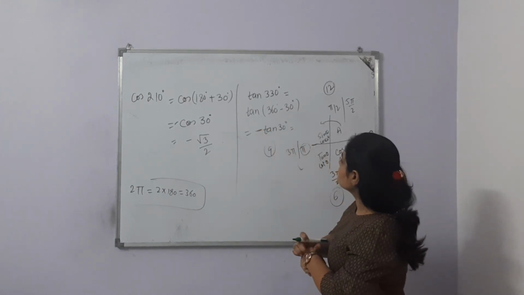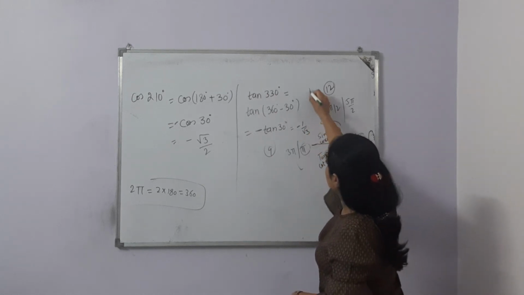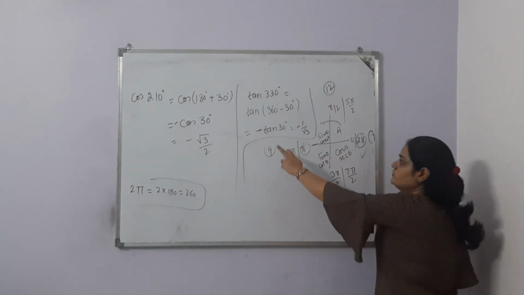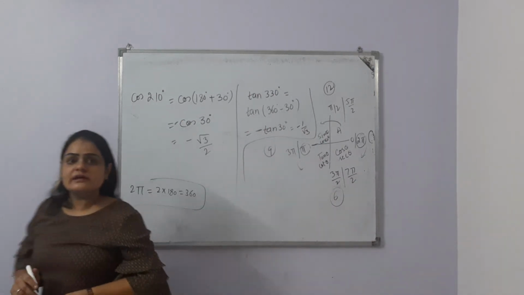And what is tan 30's value? It is 1 by under root 3. And of course the minus sign is there, so it is minus 1 by under root 3. Hope the questions are clear.